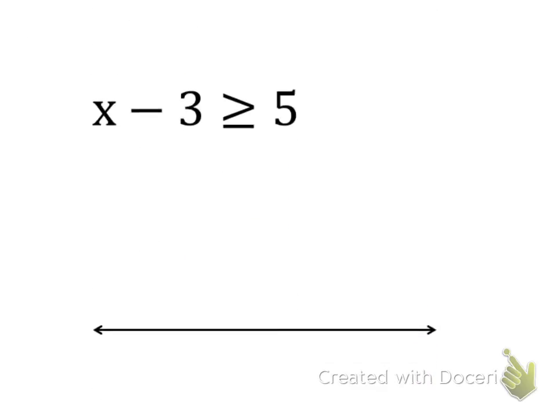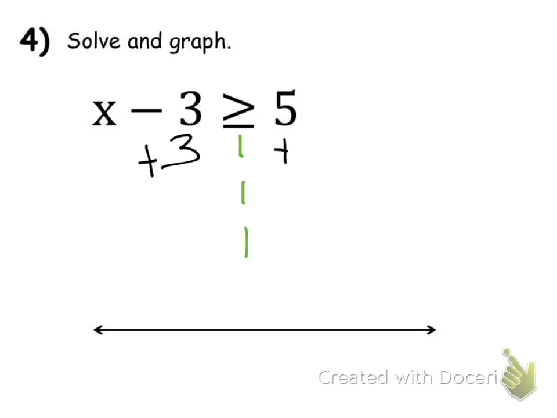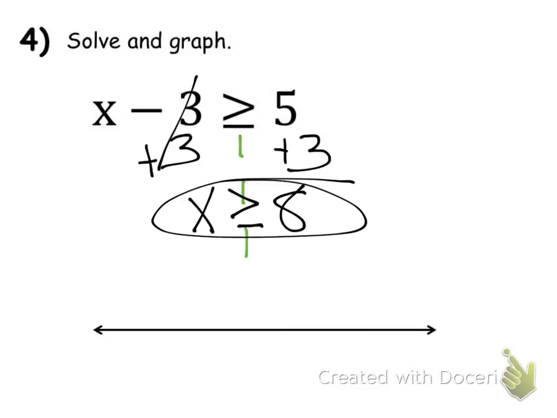All right, number 4. Same setup, so as you are writing this, you can do your line of equality. How do you undo subtracting 3? Add 3, so we'll add 3 to the left side, we'll add 3 to the right side. That gives me x ≥ 8. That is my answer.